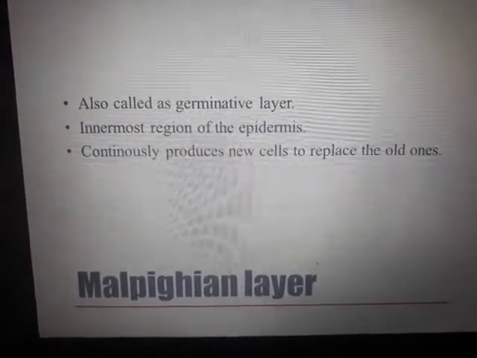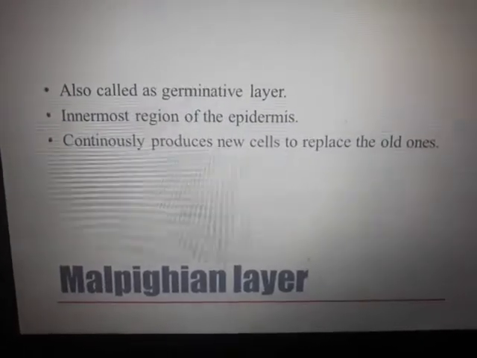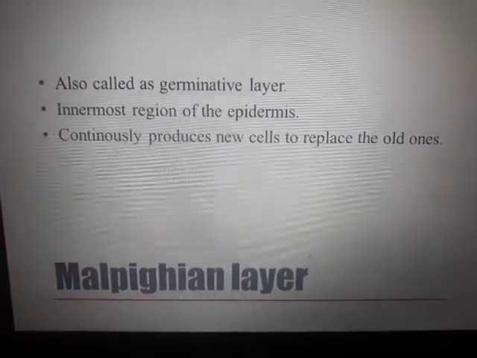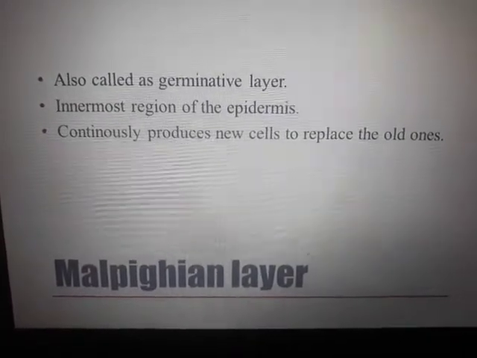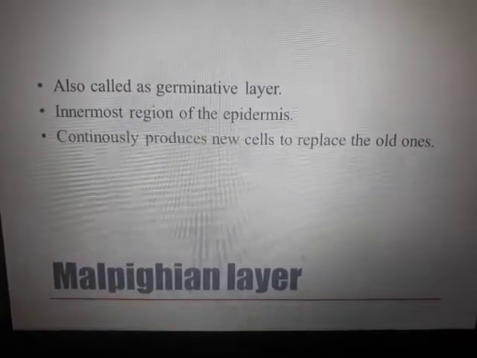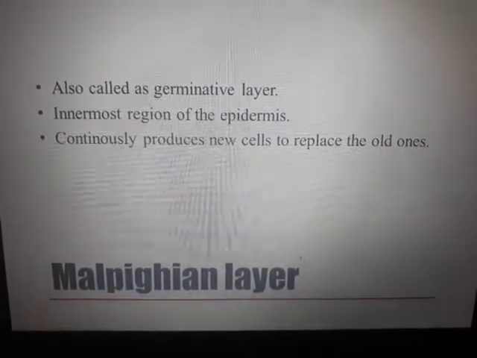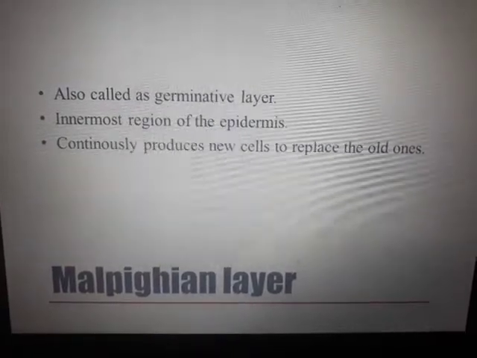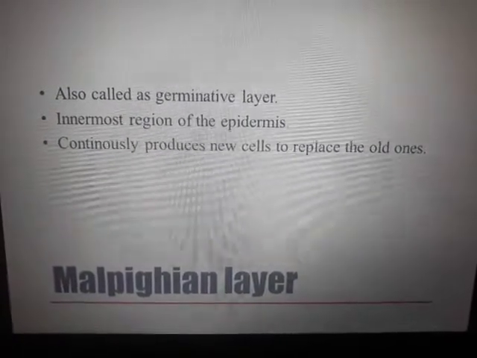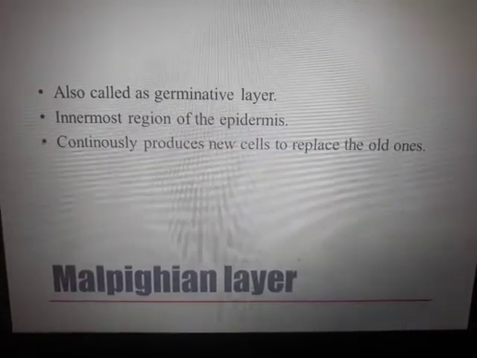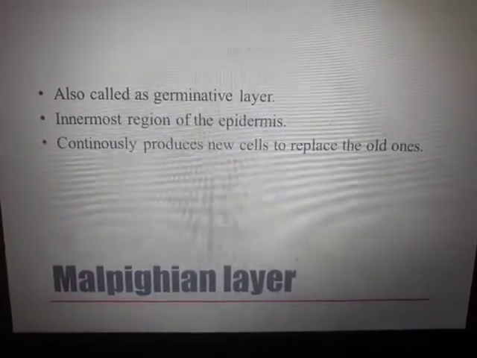Furthermore, the Malpighian layer, just as I told you now, is also called the germinative layer. It is the innermost region of the epidermis, the third layer, right, and continuously produces new cells. Now, this is the layer that is responsible for providing the new cells, as worn out cells will die and go away from the epidermal layer. So the Malpighian layer is the one which is providing new cells.